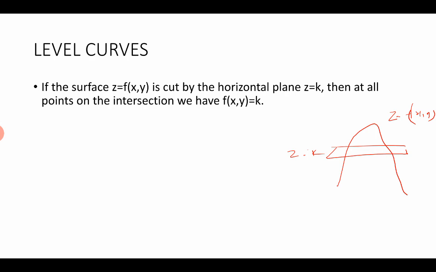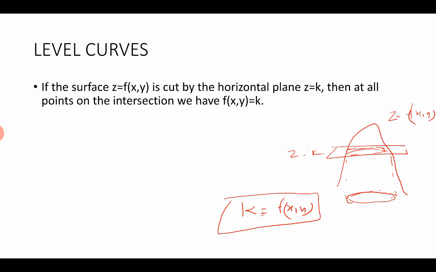Here we substitute z equal to k, so k is equal to f of x comma y. Now the function of x comma y will be equal to a constant k. This gives the intersection of the plane and the surface. Its projection on the ground will give a curve.